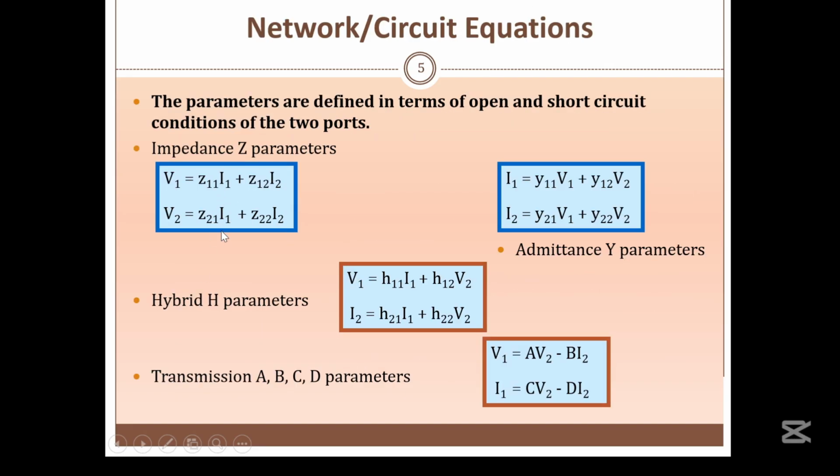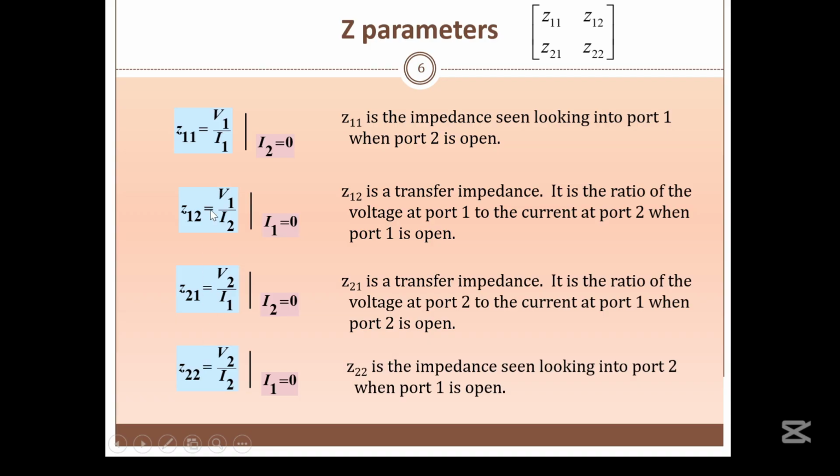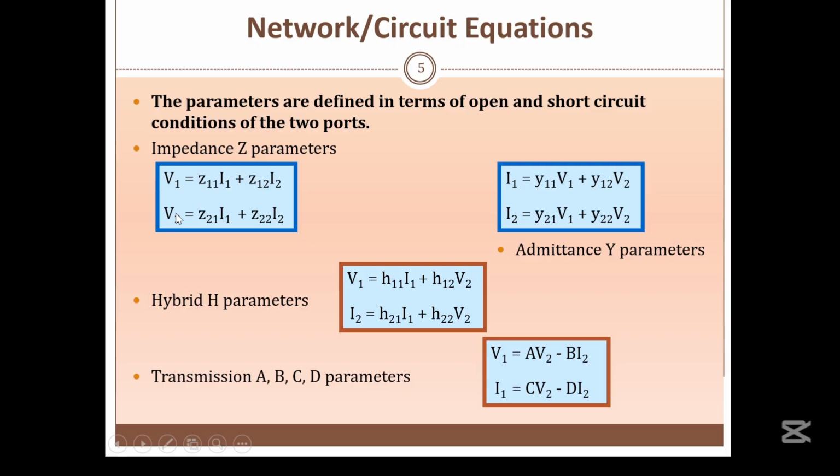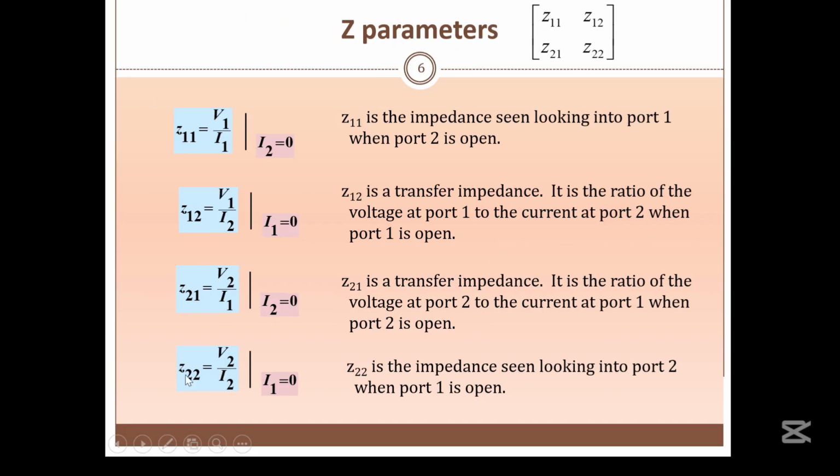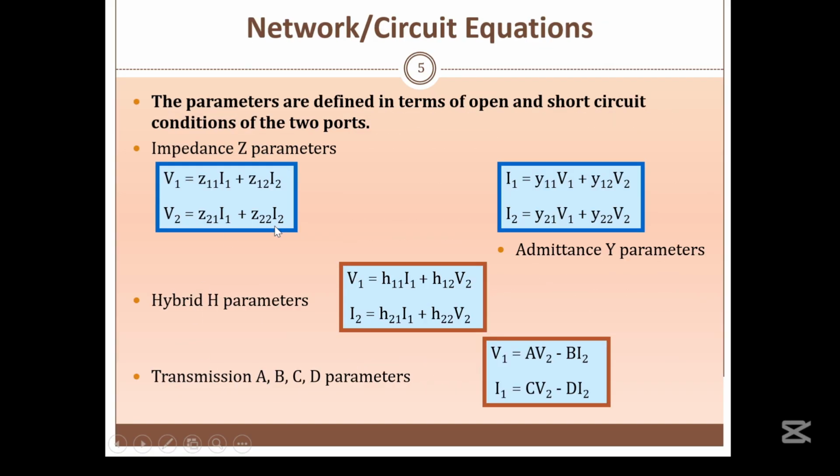Similarly, when you make I1 equal to 0, we won't have these two terms. For the first one, V1 over I2 equals Z12, and V2 over I2 equals Z22. This is how it can be obtained just by looking at the equation and cancelling the unwanted source.